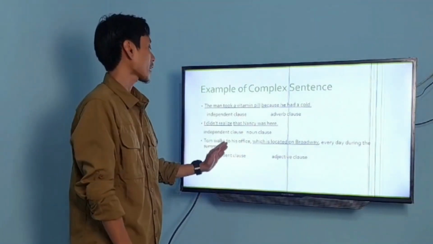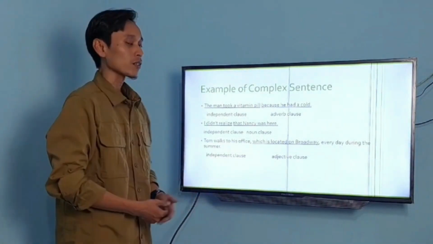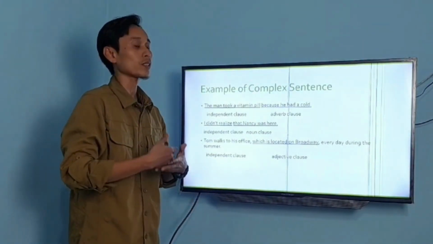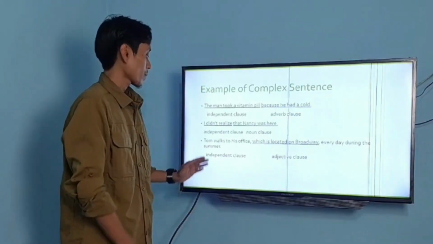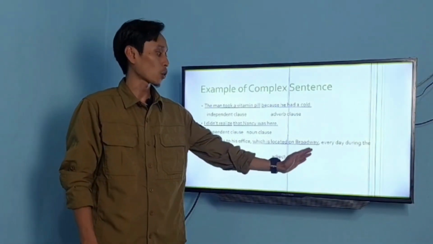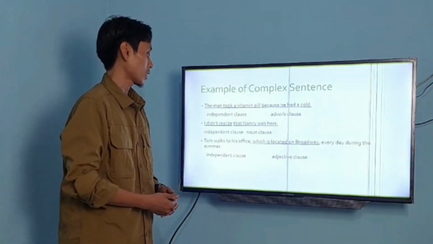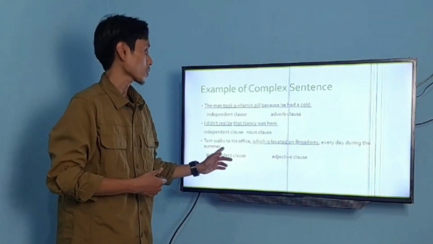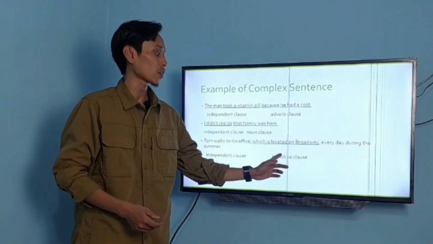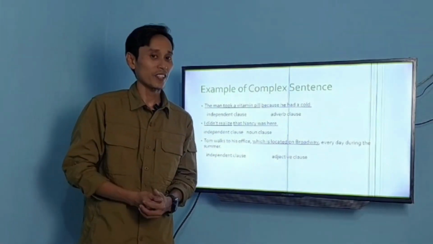Next, I didn't realize that Nancy was here. Independent clause, I didn't realize, and then noun clause, that Nancy was here. Next, Tom walks to his office, which is located on Broadway, every day during the summer. The independent clause here is Tom walks to his office, and the adjective clause here is which is located on Broadway. Every day during the summer is a phrase.